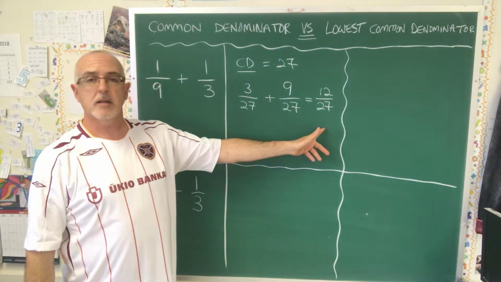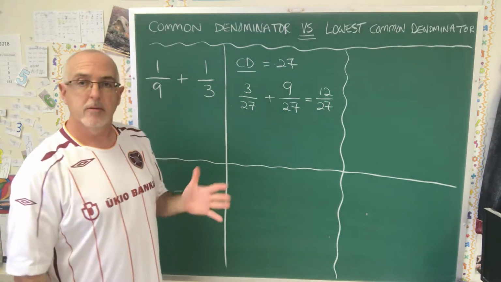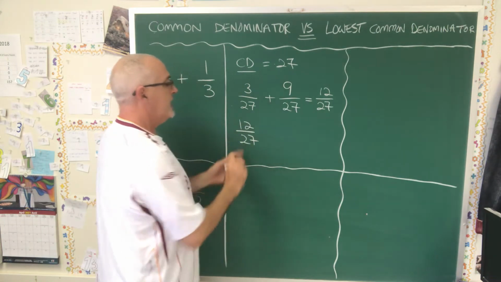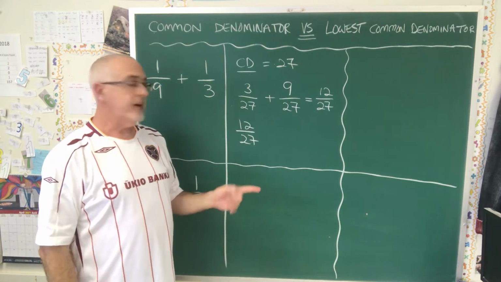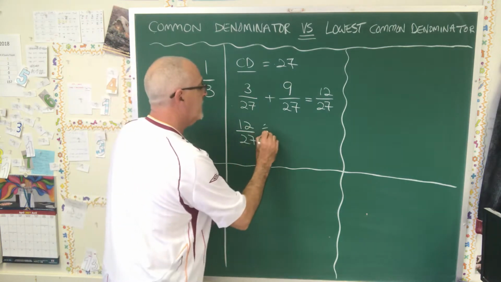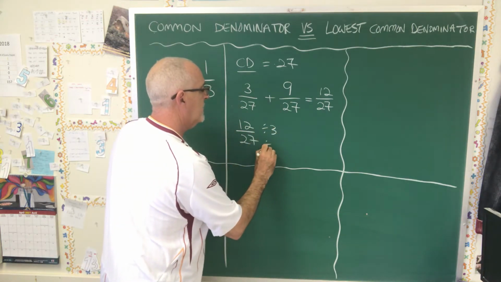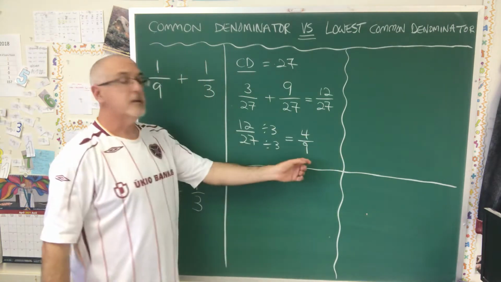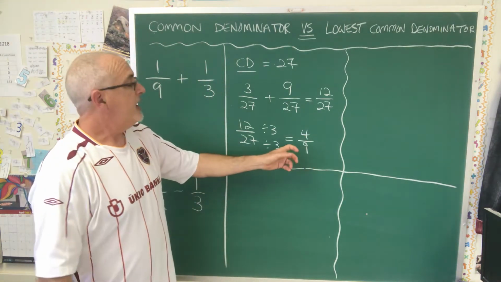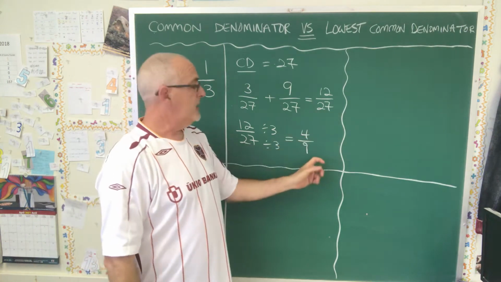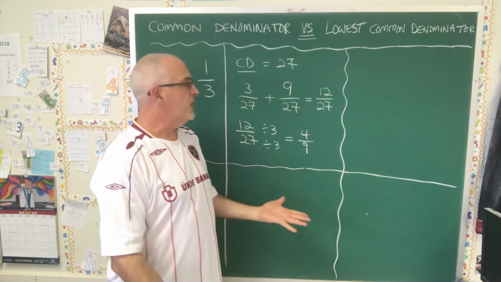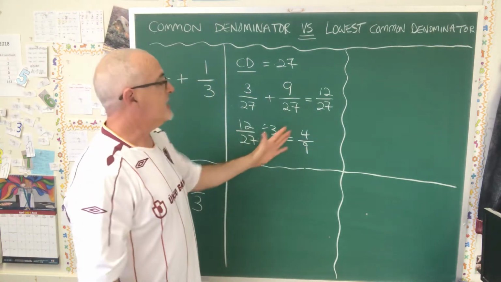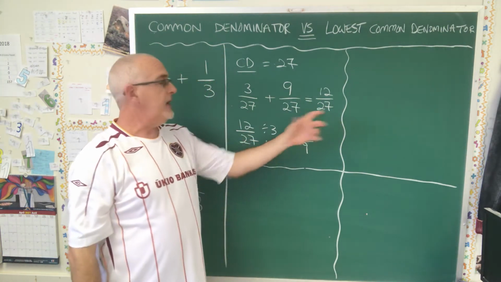But is it our final answer? Not if we're required to reduce to lowest terms. 12 over 27, these two numbers have a common factor of 3. So if I divide both top and bottom by 3, I get 4 over 9, and that is the final answer. It's a better answer than this because it has been reduced, but depending on what you're doing, sometimes this will still be considered good enough. Let's play it safe and reduce our answers when we can.